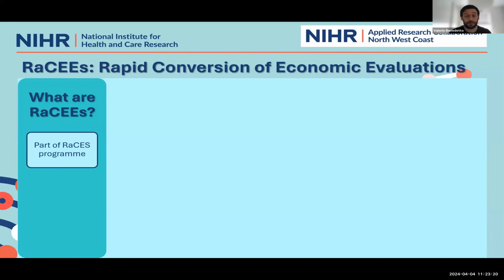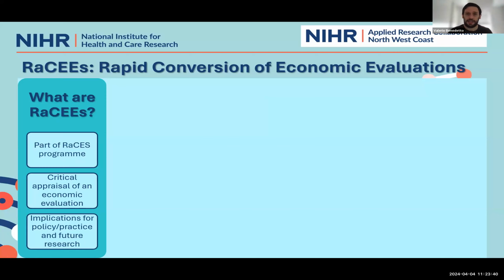This is a real initiative open to anyone from ARC West Coast member institutions. We are going to take together an existing economic evaluation, an existing paper, and critically appraise it together, and then build on the findings in order to draw some implications for policy, practice, and future research. If you know about the RACEs, you will see the similarities here. Of course, RACEs focus on systematic reviews. We are going to focus on economic evaluations, but a similar type of process.